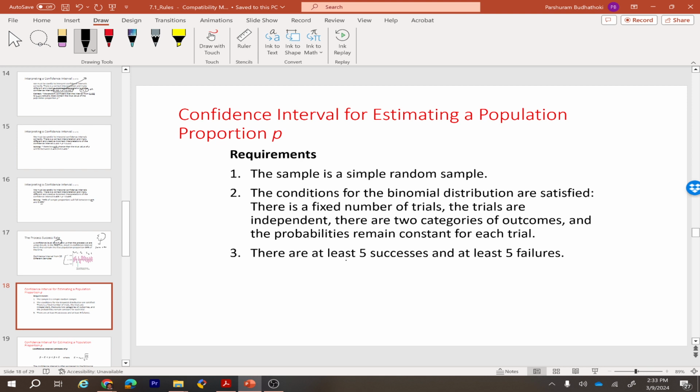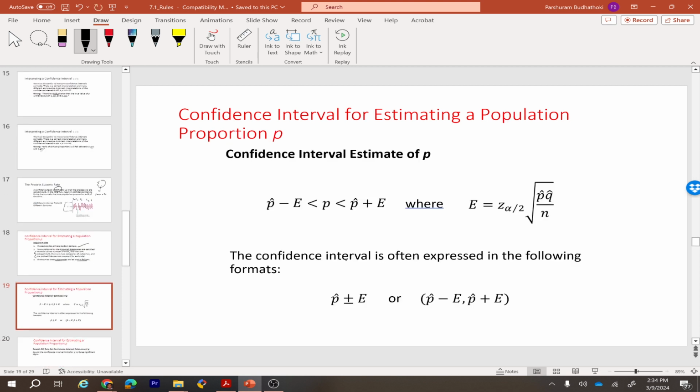Okay, so before we do the problems, there are some requirements we have to fulfill whenever we try to create the confidence interval for estimating the population proportion. One thing to keep in mind, the sample is supposed to be a simple random sample. And then the distribution is supposed to be a binomial distribution, and these are the conditions for binomial distribution, and at least 5 successes and at least 5 failures should be there in that sample. So these are the requirements.